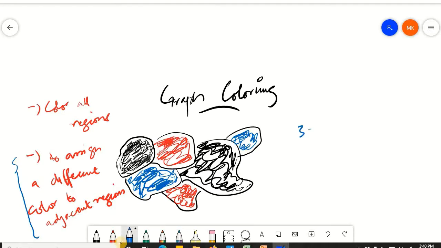So 3 in this case is the minimum number of colors that we require in order to resolve this problem of graph coloring. It's called the chromatic number. That is the minimum number of colors required. So this is the problem of graph coloring that is addressed in both mathematics and computer science. It's also called the problem of sequential coloring.